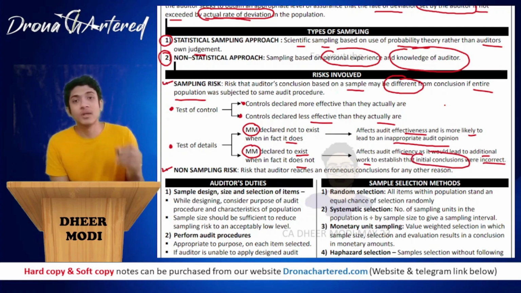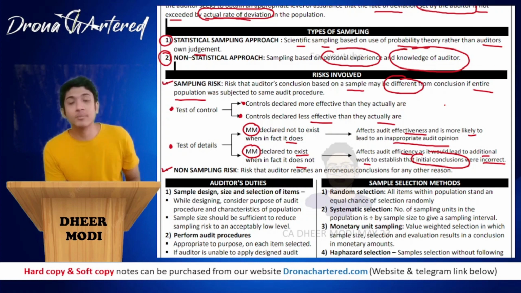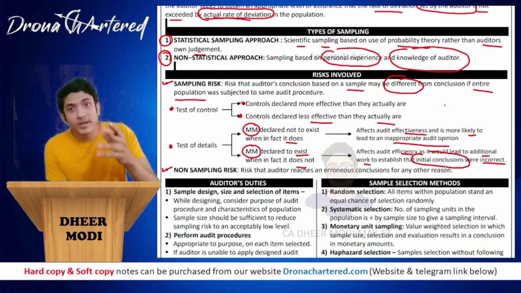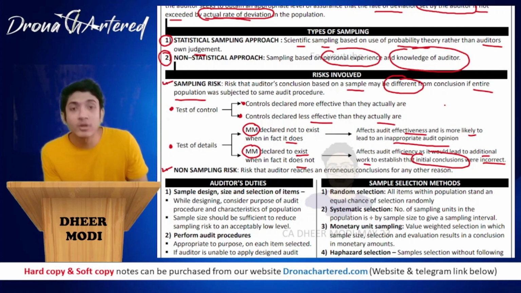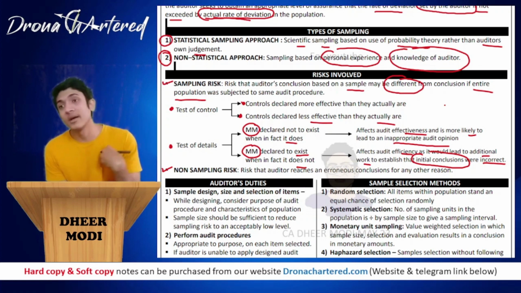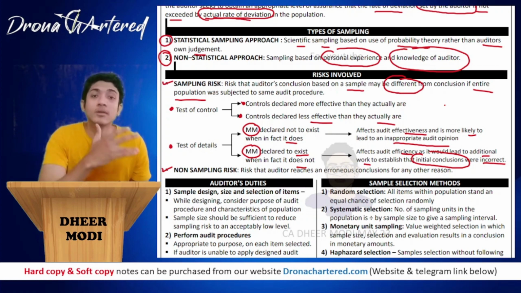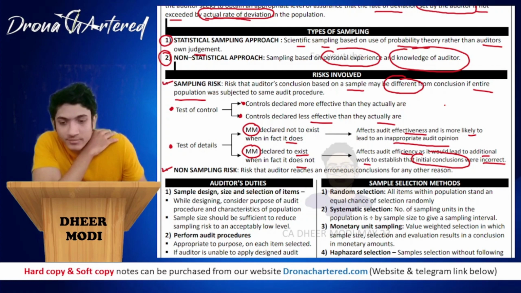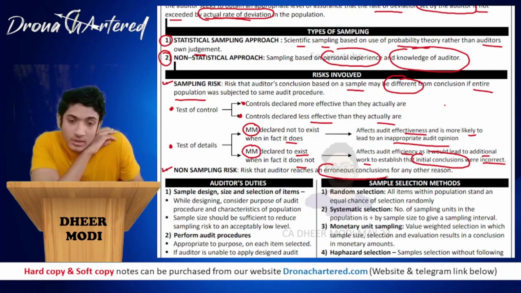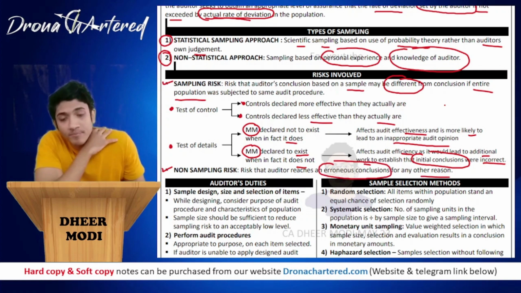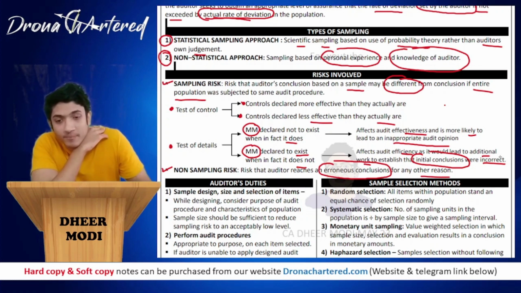So it affects audit efficiency, and it would lead to additional work to establish that the initial conclusions were incorrect. That is, since you feel that material misstatement exists, you will have to dig deeper, you will have to perform more additional audit procedures. So in such a case, it would affect your efficiency, because this would take more time, more resources, just to prove that earlier I thought that material misstatement exists, but it actually does not exist. Great. And next is non-sampling risk. That is the risk that the auditor reaches an erroneous conclusion, that is a wrong conclusion, for any other reason, other than for reasons of sampling.